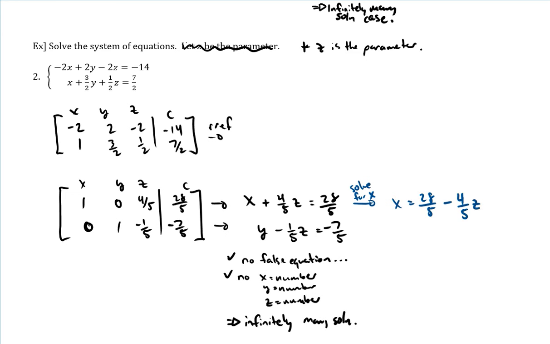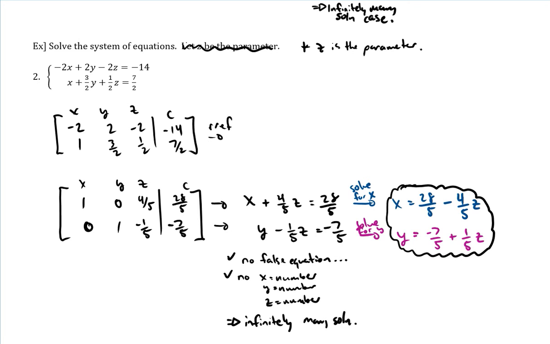It doesn't really matter. And then for the bottom one, we're going to solve for the y, because it's the easiest one to solve for. So y equals, all we have to do is add the 1/5 z over, so it would be negative 7/5 plus 1/5 z. And again, the order doesn't matter on the right. You could rearrange it if you really want to. And so this is helping us get our solution.